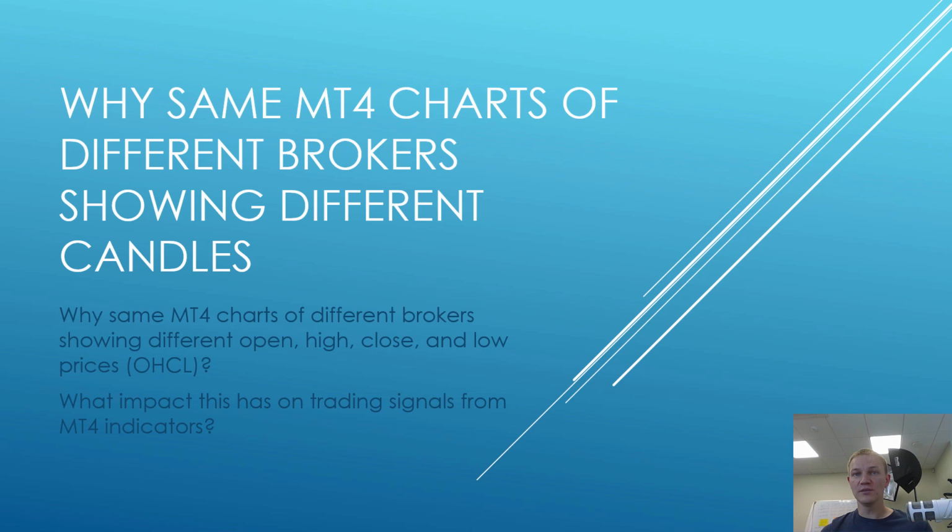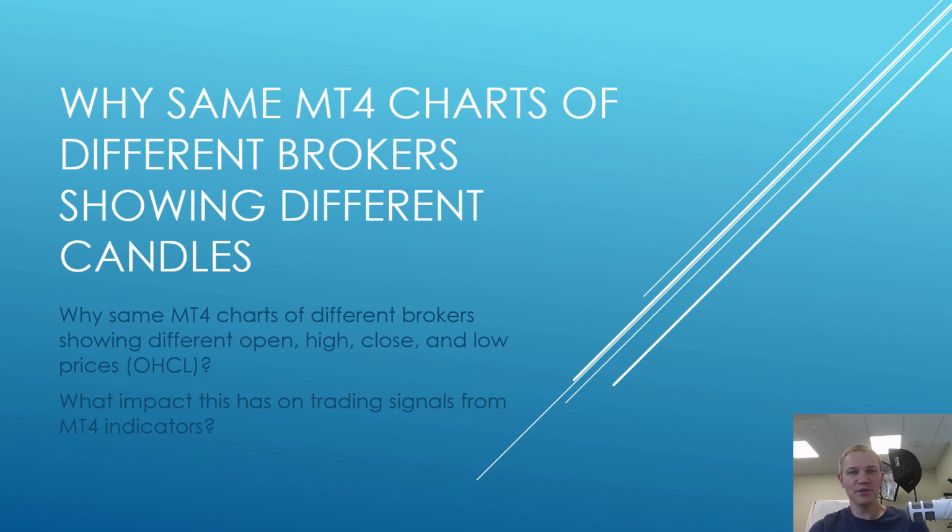So basically, I'm going to answer the question that a lot of people ask, and many people don't even know that this happens. Why do the same MetaTrader charts of different brokers, with the same currency pair and the same time frame, show different open, high, close and low prices?